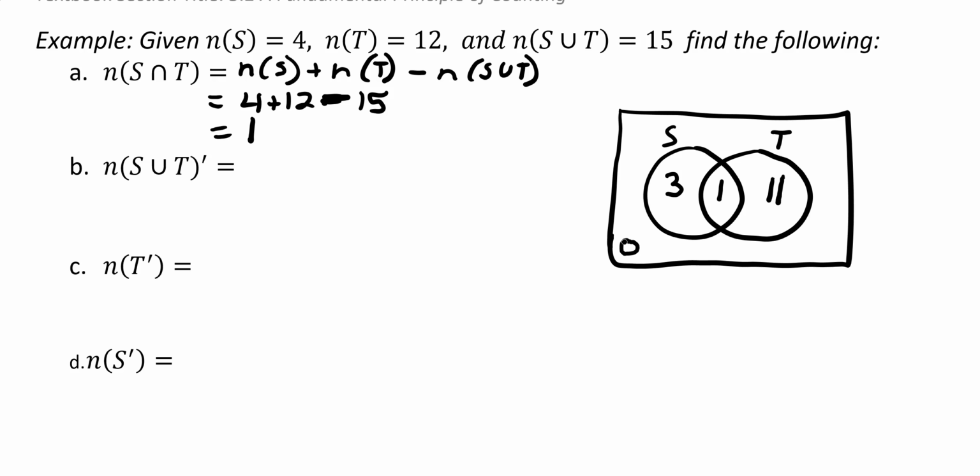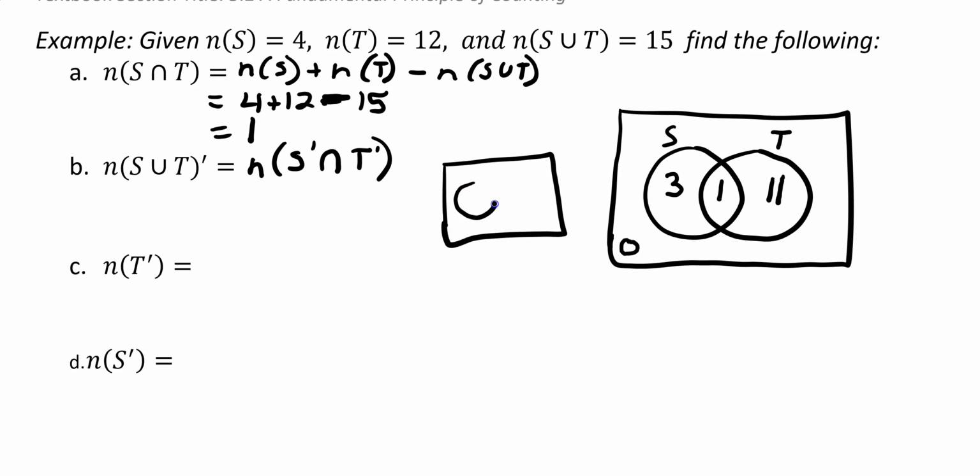It says the number in S union T complement. So this uses one of DeMorgan's laws, and this would equal the number in S complement intersecting T complement. That requires us to figure out what S complement is. I'm going to draw a Venn diagram without the numbers to figure out what S complement looks like. So S complement is everything outside of S. And T complement is everything outside of T.